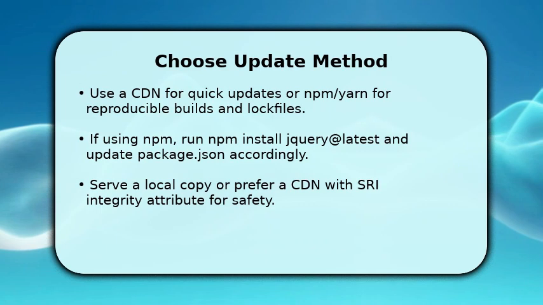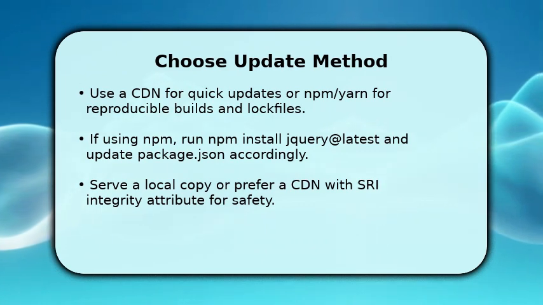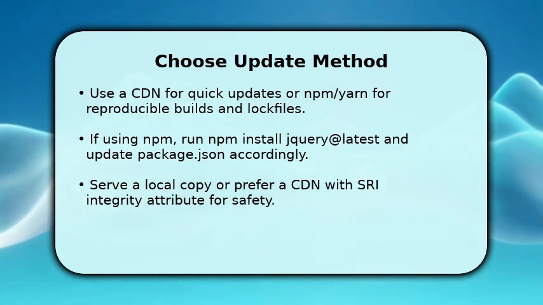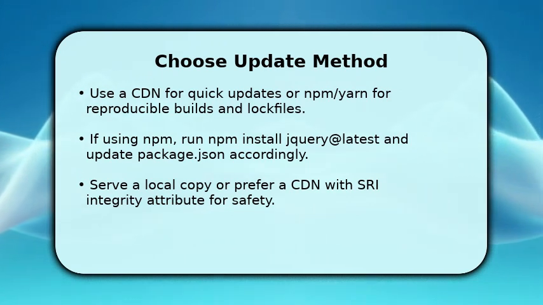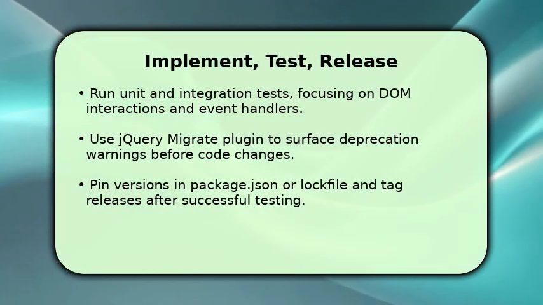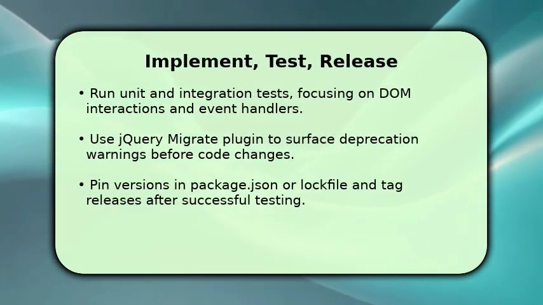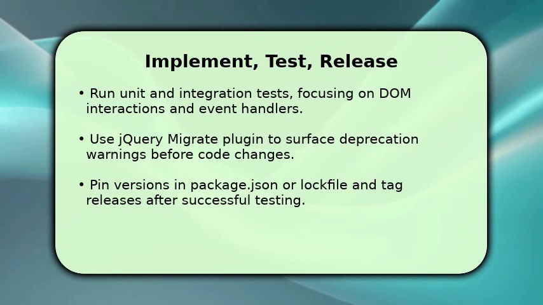Include subresource integrity when linking a CDN file with an integrity attribute. Ensure you keep a local copy for offline builds or constrained environments when testing. Replace the old script reference or update your bundled asset with the new jQuery version.